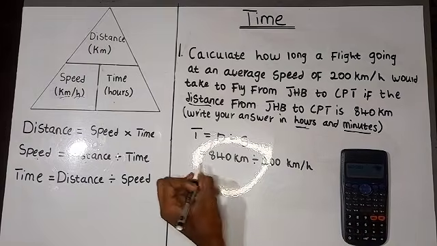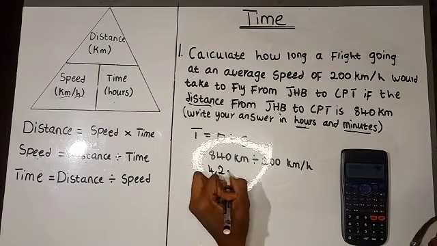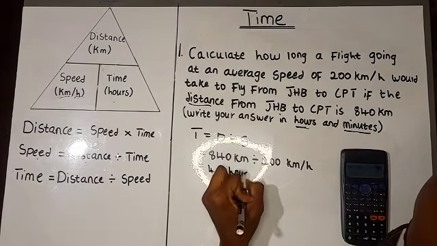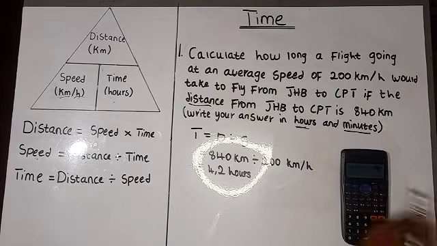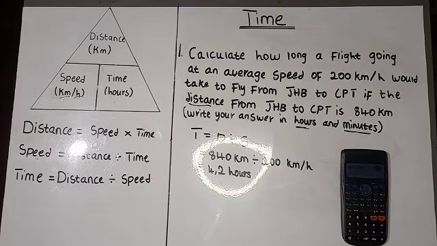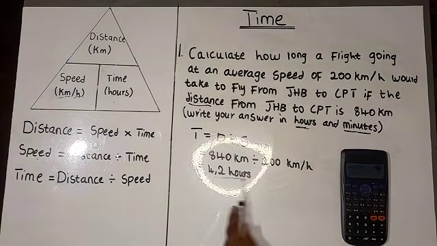So that gives us 4.2 hours. So it would take this flight 4.2 hours to travel from Johannesburg to Cape Town if it is traveling at an average speed of 200 kilometers per hour. Remember, the question told us that we should write our answer in hours and minutes. And when it is like this, it is only in hours. So let's turn it into hours and minutes.